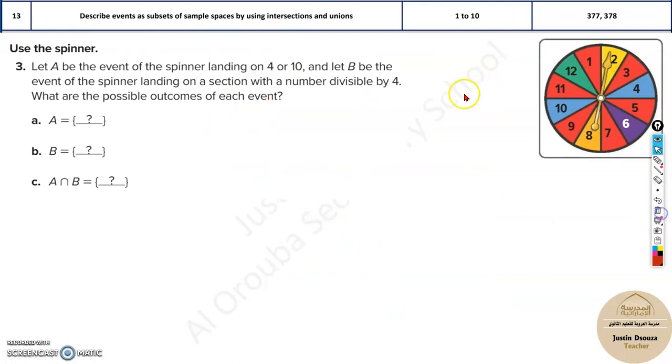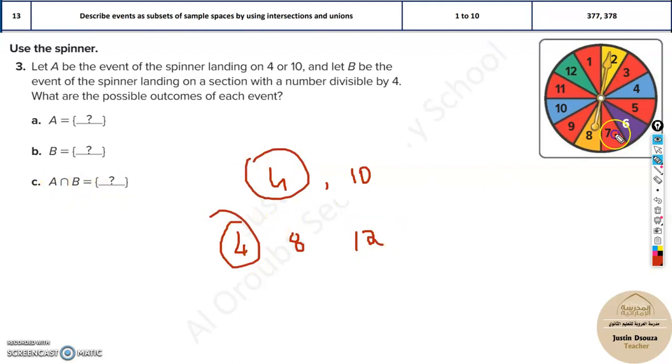Similarly, there are different situations over here. Let's do this one. Let A be the event of a spinner landing only on 4 or 10. Now this is a spinner. There are 12 digits over here. Whereas B is the event where the numbers are divisible by 4. All the numbers that are divisible by 4 are 4, 8, and 12. Now you want the intersection of these both. The answer is just 4. So your final answer would be 4.